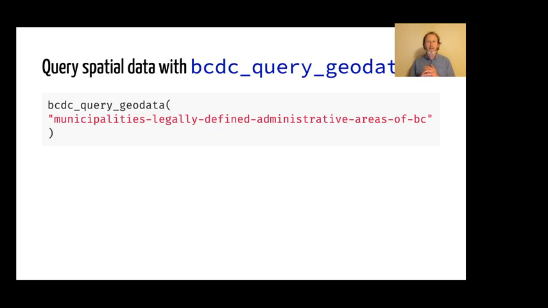But really the most exciting piece from my perspective is the ability to get that spatial data, and not only to get it but to query it. The workhorse there is the bcdc query geodata function, and it hits that WFS, the Web Feature Service API, to get fine-grained access to geographic information at the feature and property level. So it allows us to query that data and get just what we want.